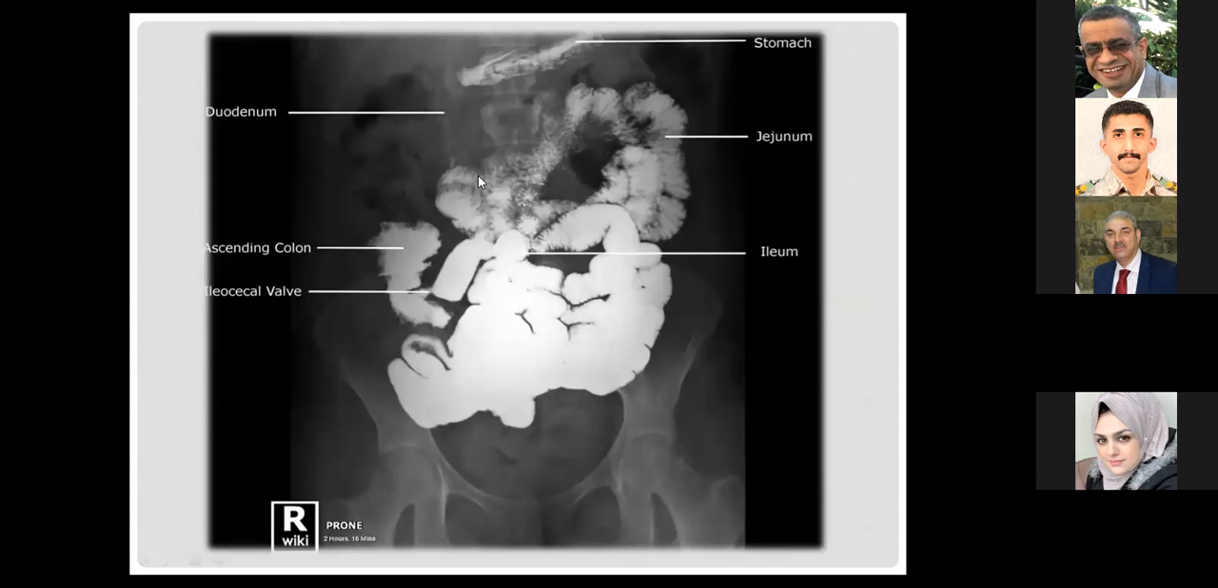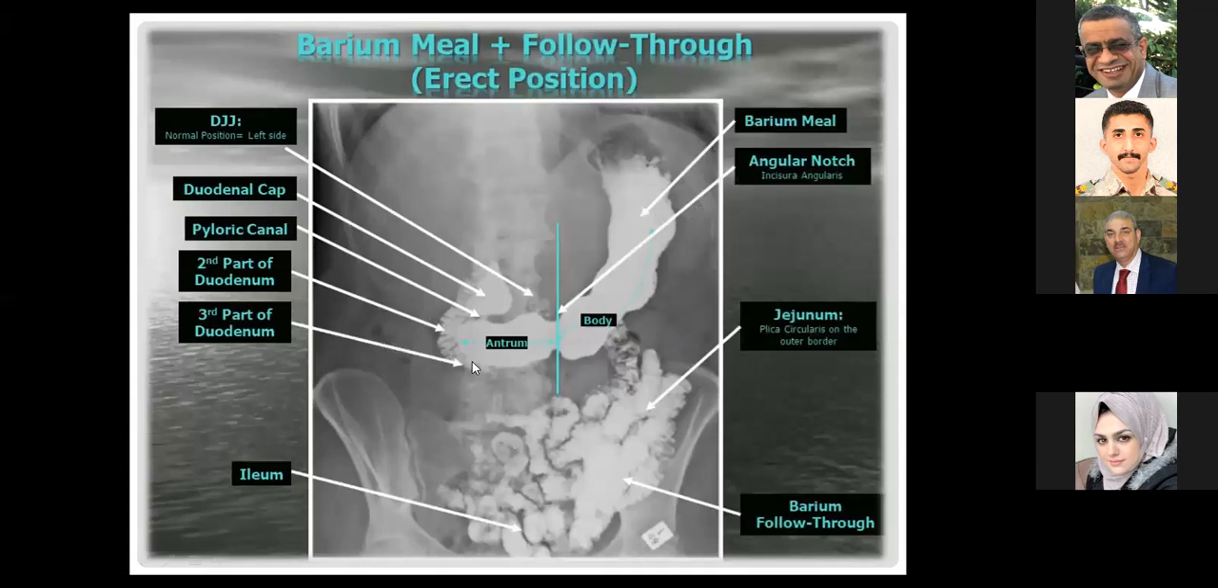Another picture. Follow-through. This is the jejunum, and this is the ileum. Also a follow-through in the erect position. We can see the duodenal cap here, and the second, third, and fourth parts of the duodenum. This is the jejunum, and this is the ileum.